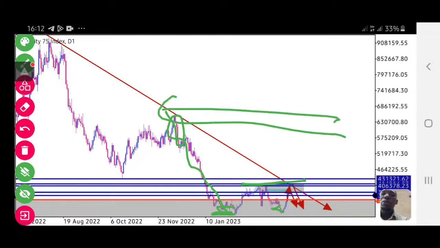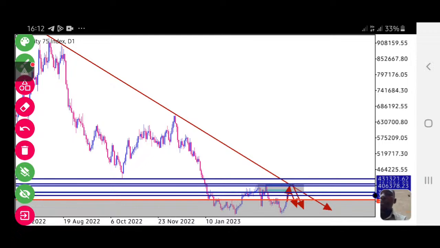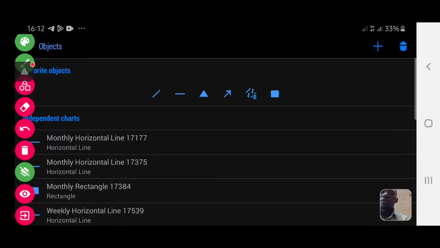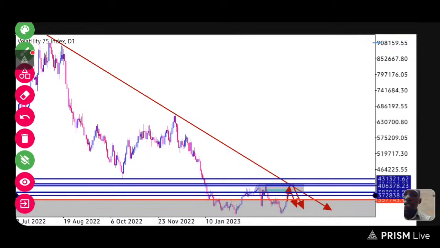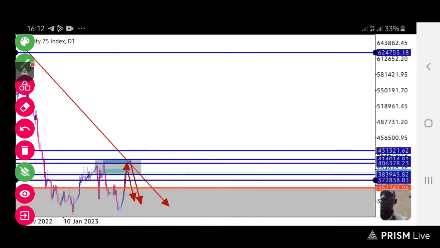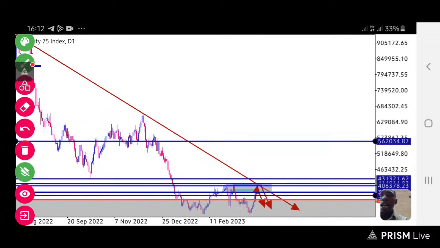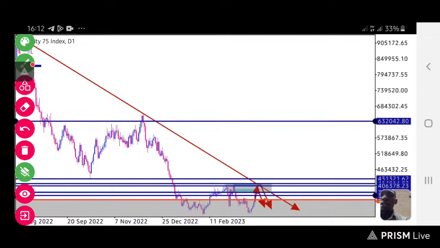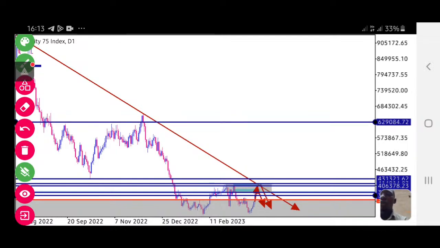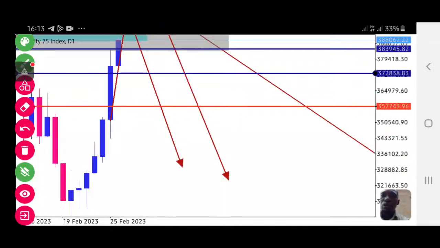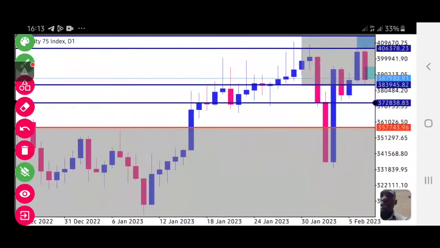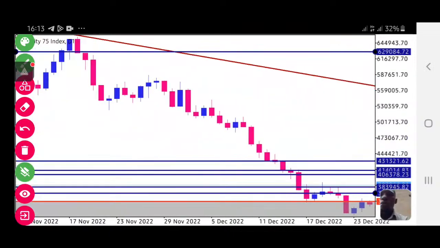Are you getting the point, guys? If the market breaks the neckline, it has to come back to its origin. Where is the origin? Draw your line only on the daily, around 62, 90, 84.72. Put your zone there. That is the origin where the market started to drop down, guys.